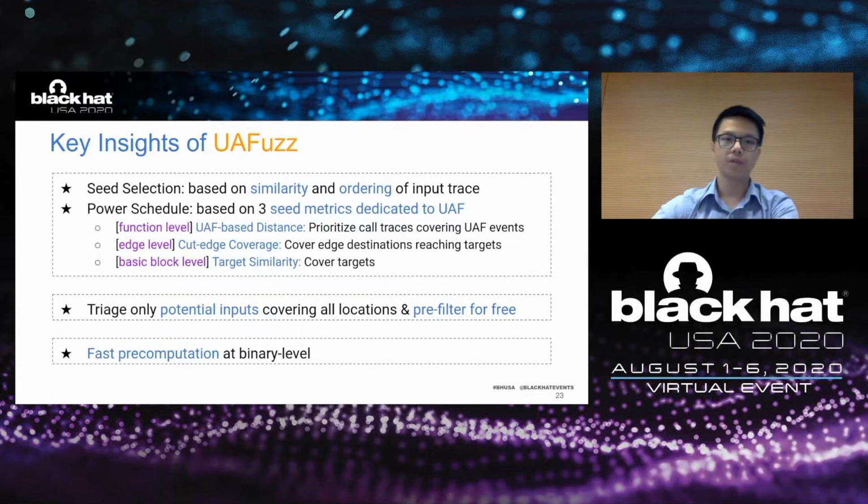Overall, we select inputs for mutation based on similarities and orderings of the input trace compared to the expected trace. We assess the likelihood of an input based on three metrics dedicated to UAF at different levels of granularity: function calls, edges, and basic blocks. So the more fine-grained the metric is, the more precise the analysis is in identifying interesting inputs that are likely to cover the expected trace. So in the next slides, we will detail our input metrics.